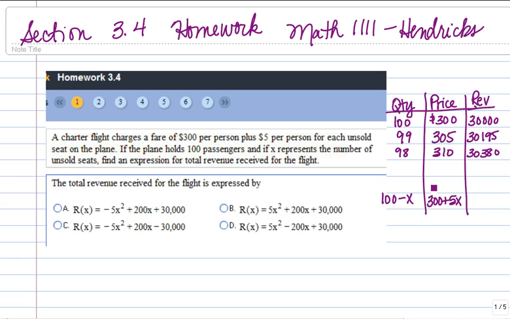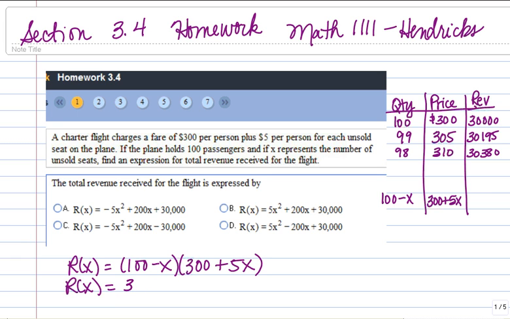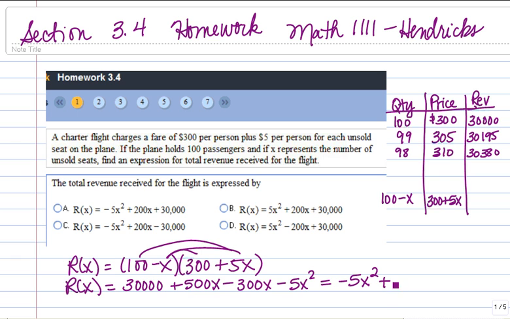So our revenue function then would be R of X, which is equal to 100 minus X times 300 plus 5X. So you can distribute to get what? This would be 30,000 plus 500X minus 300X minus 5X squared. So if you put it in standard form and combine like terms, it would be negative 5X squared plus 200X plus 30,000. Okay? And which one is that? The first one? Yeah, A.